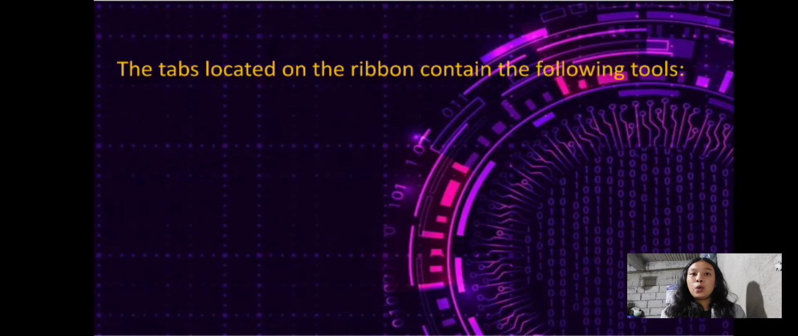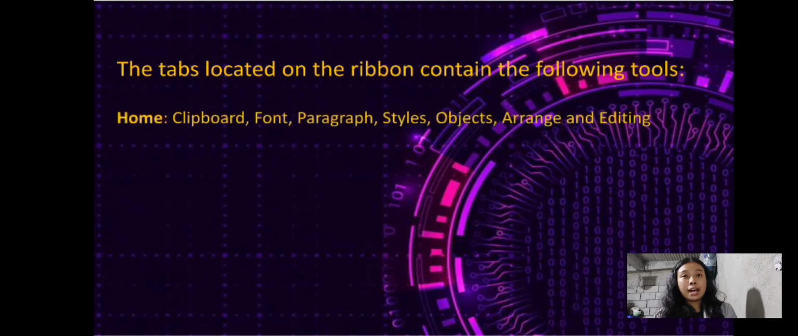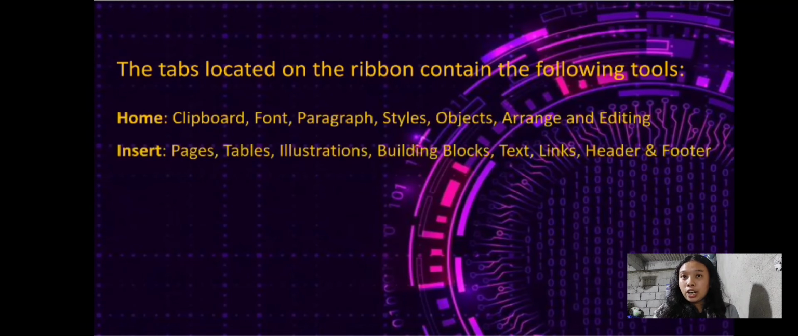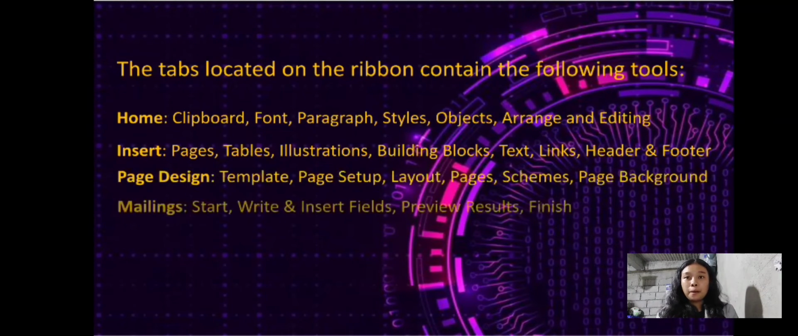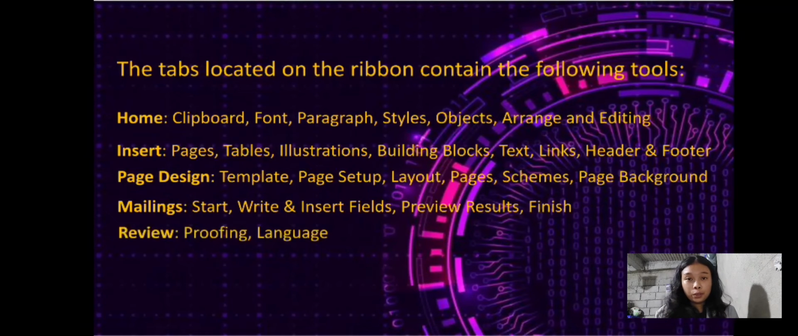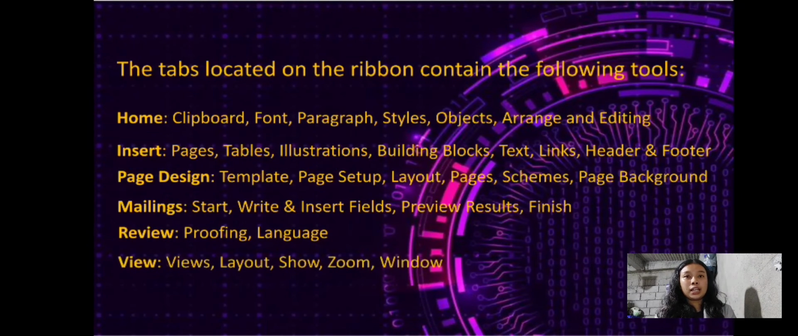The ribbon contains tabs, which each contain a different set of options relevant to the tab name. The tabs located on the ribbon contain the following tools. So we have Home, Insert, Page Design, Mailings, Review, and View. In Home, we have the clipboard, font, paragraph, styles, objects, arrange, and editing.